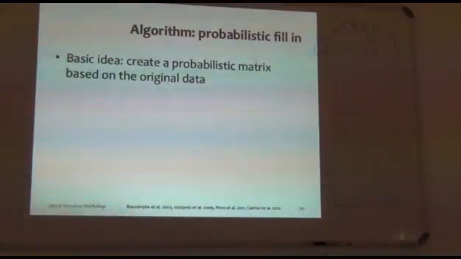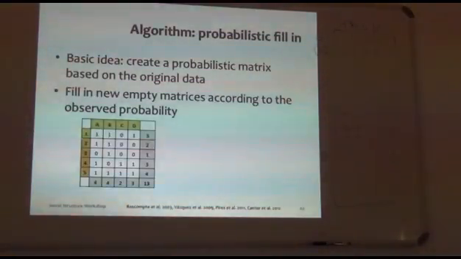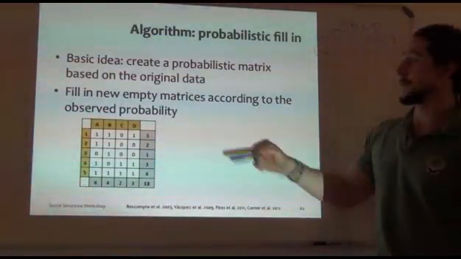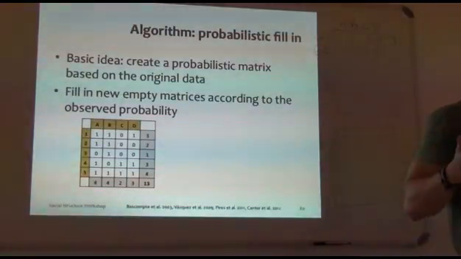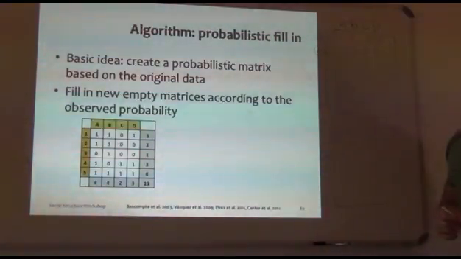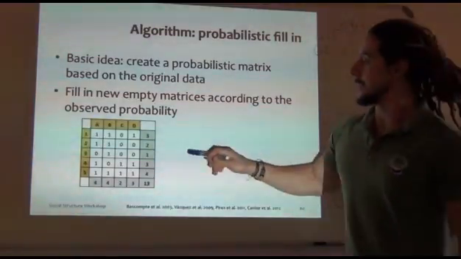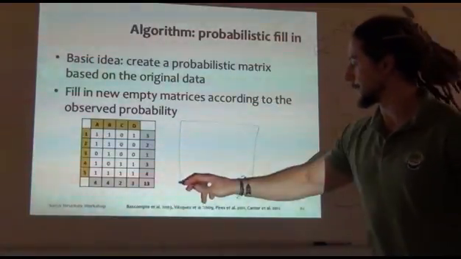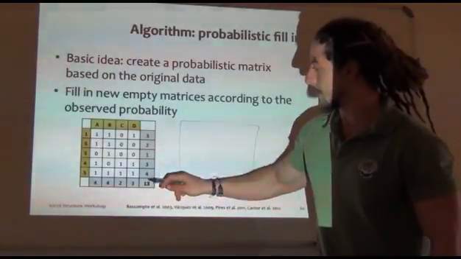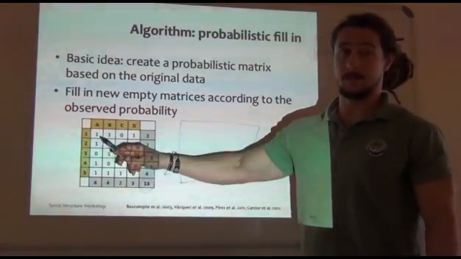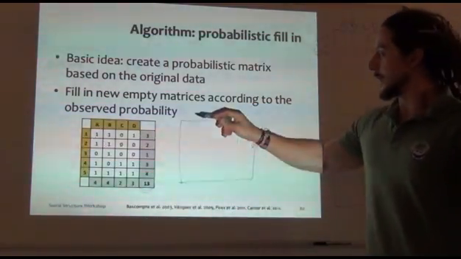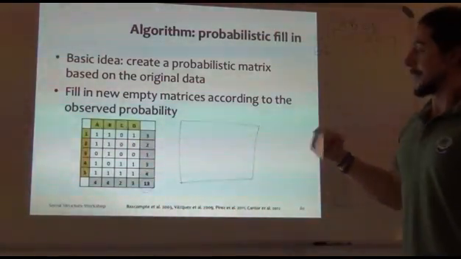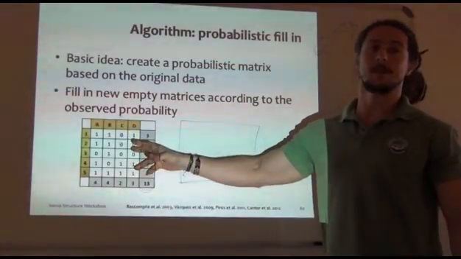Let me try to explain that in a different way. We're going to fill in new empty matrices according to the observed probability. How are we going to calculate this observed probability? It's a probability of what? Of filling the new matrices. We have to create new matrices, right? So, for example, here we have 13 ones, 13 presences. We want to create different ones here. Instead of shuffling, we're going to take these 13 and then throw them again in a new matrix.